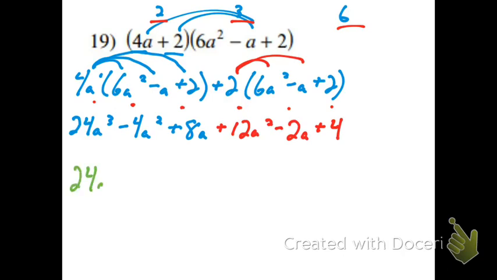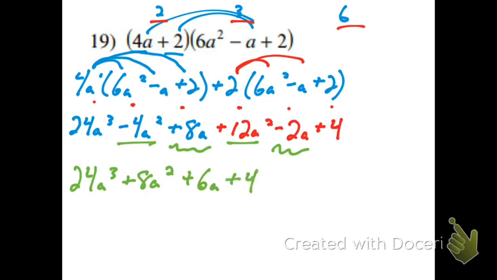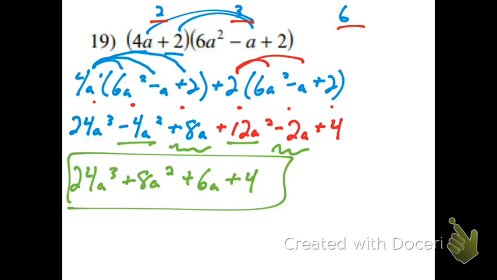The 24, 8 to the third stands alone. These two are like terms, and they add up to 8a squared. And then I have 8a minus 2a, which would be plus 6a. And then, last but not least, my plus 4. So there it is. That is a polynomial of 4 terms, degree of 3, if you don't remember that.